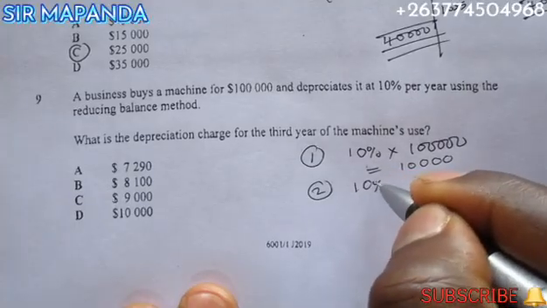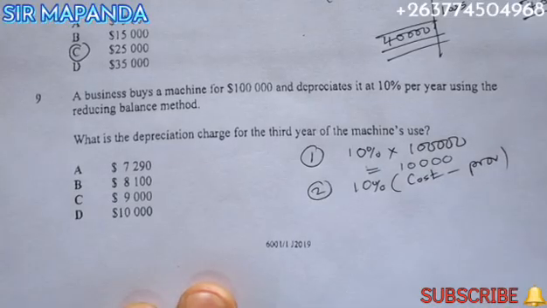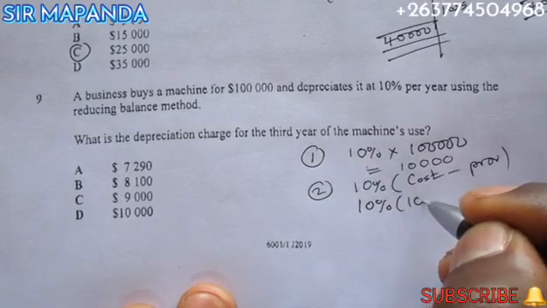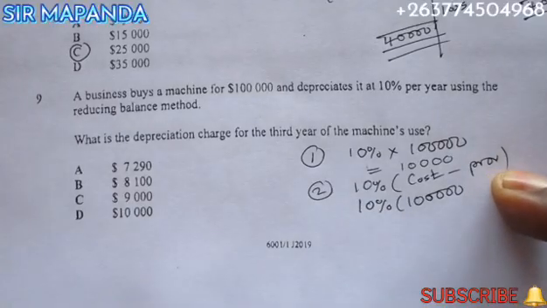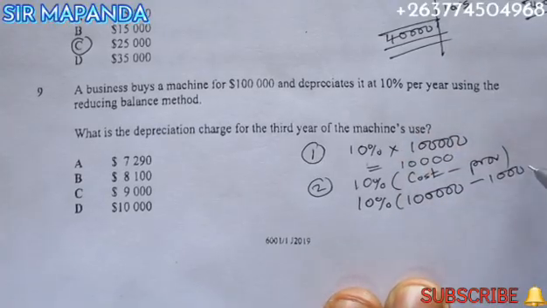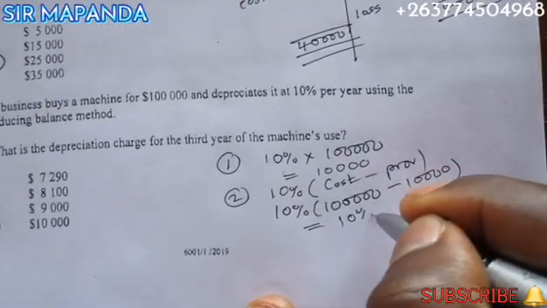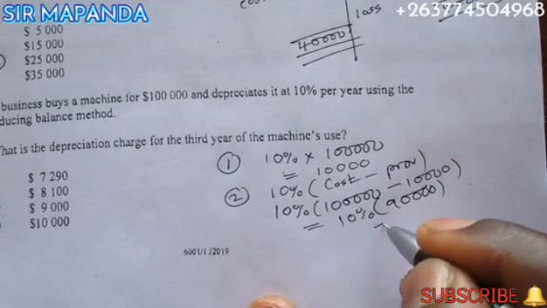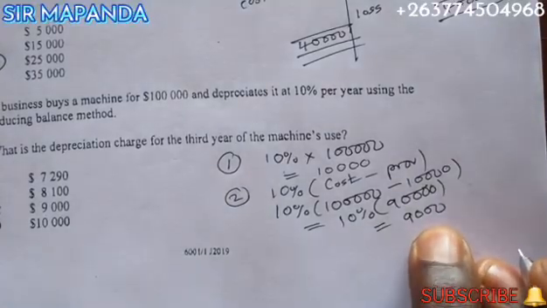For year number 2, it's 10% times cost minus provision. So 10% times the cost of the asset is 100,000. Provision denotes the accumulated depreciation charged for that asset in the previous years. And in the previous year, we charged 10,000. So this is now 10% of 90,000. So 10% of 90,000, what do you get? You get 9,000. This is the depreciation charge in the second year.